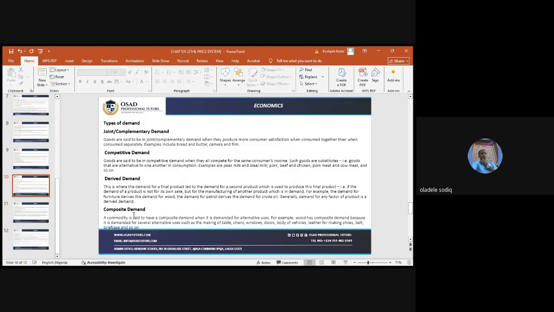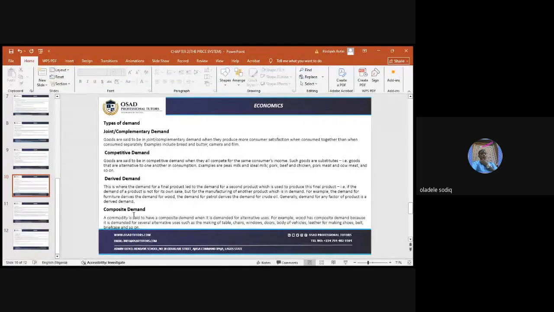So then the next one is derived demand. What is derived demand? This is where the demand for a final product leads to the demand for a second product, which is used to produce the final product. For example, if the demand of a product is not for its own sake, but for the manufacturing of another product, which is in demand. For example, the demand for furniture derives the demand for wood.